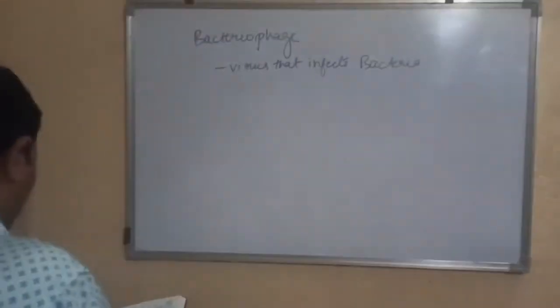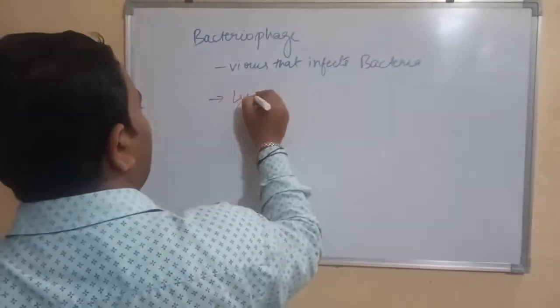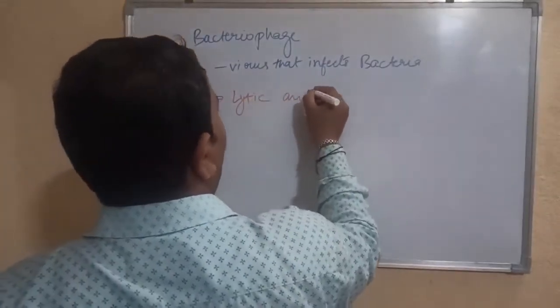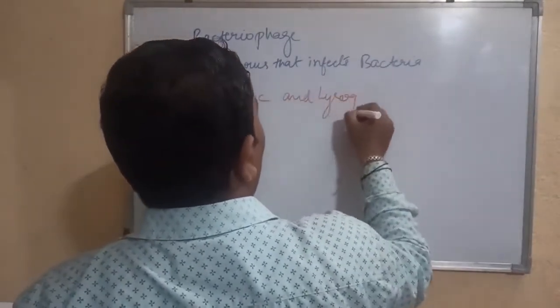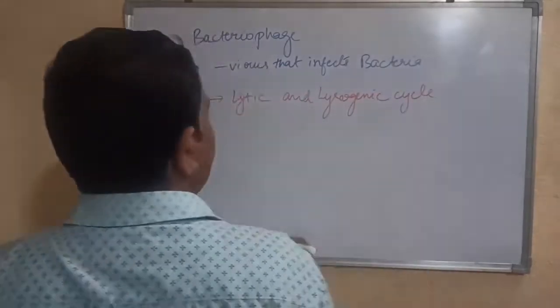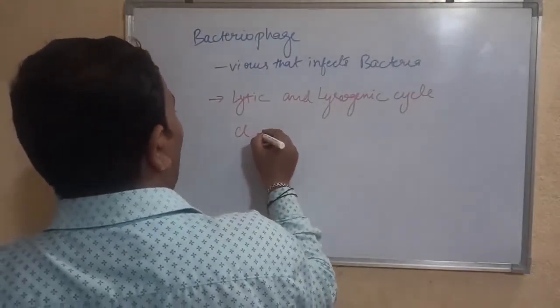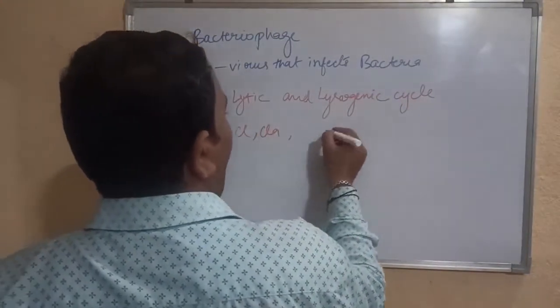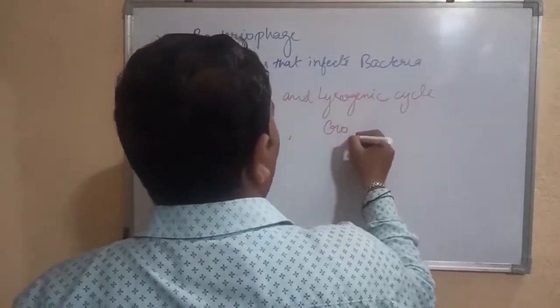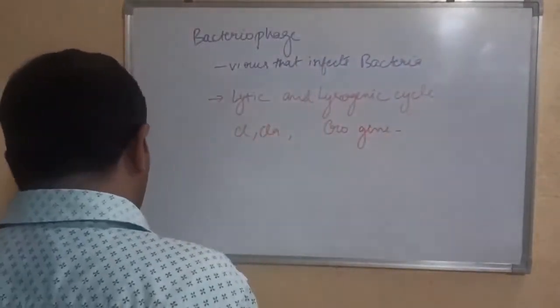Okay, it can form two types of cycle, that is lytic and lysogenic, so it is based on genes such as CI gene and CRO gene. The CI gene is responsible for the lysogenic cycle, and the CRO gene is responsible for the lytic cycle.